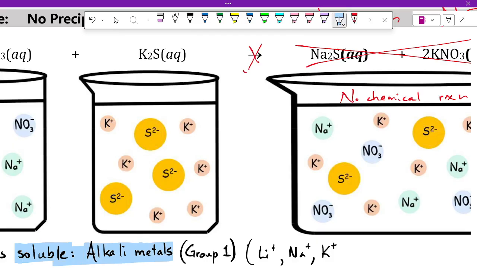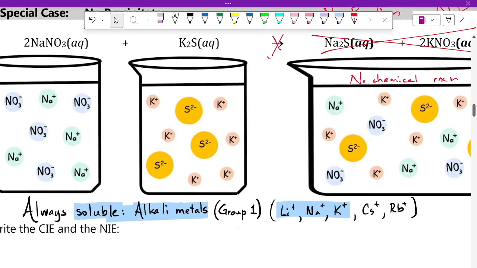And that's going to be lithium, sodium, potassium. And I mean, you can write cesium and rubidium, but we don't really care about those because they're not very common. Those are the three that you should know for sure. What else is always soluble? NO3.